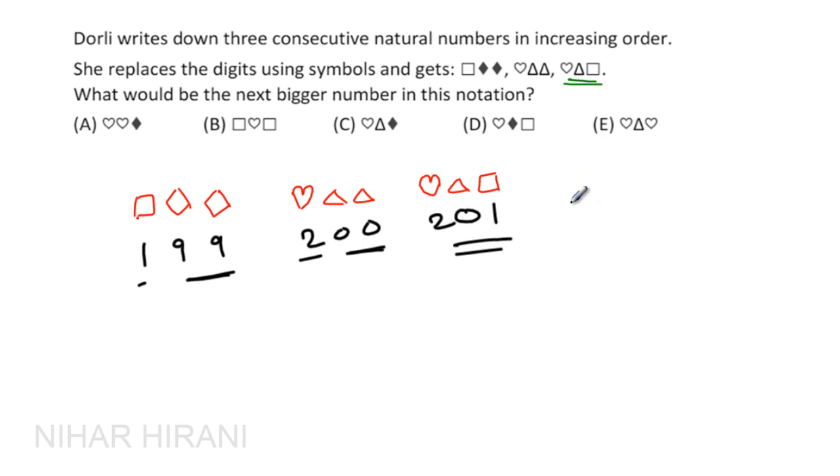Now the question is, what will be the next number? 202. And what will be the symbol for this number? So 2 means heart, 0 means triangle, and again 2 means heart. And that exactly matches with choice E.